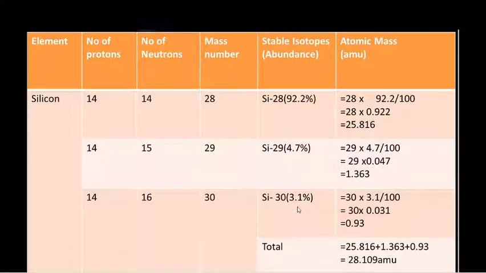Again, the silicon mass number is 30. Multiply by the relative abundance, 3.1 divided by 100. So we got 0.031. So 30 multiplied by 0.031, we got 0.93. By adding all the relative atomic masses, we got the average atomic mass of silicon. That is nothing but 28.109 AMU. This AMU indicates atomic mass unit.